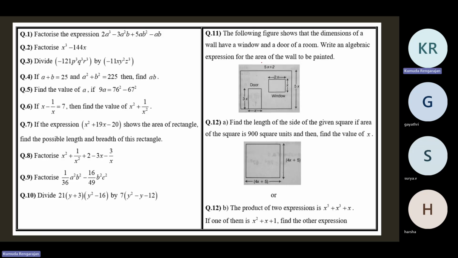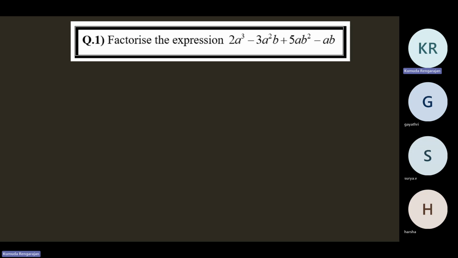So this presentation has 12 questions. It's assorted, it's both from algebraic identities and factorization. Okay, so let's go through the questions as well as the answers.